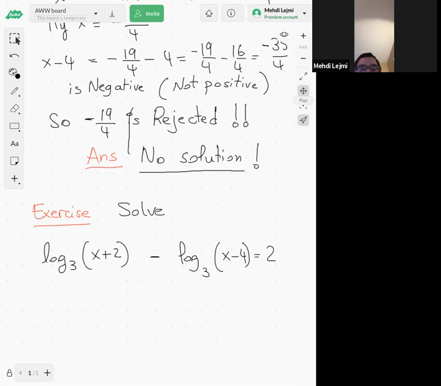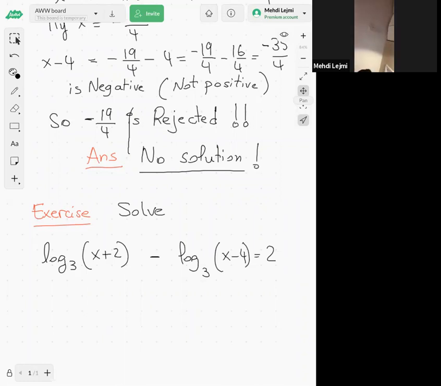But then, guys, you have to check that your solution satisfies the positivity condition, right? You need your solution plus 2 and your solution minus 4 to be positive. And of course, 19 over 4, that's 4.75, I think. So that would satisfy the positivity condition, I guess.